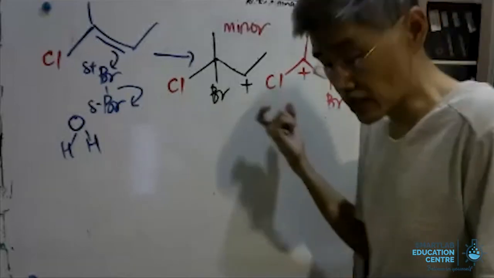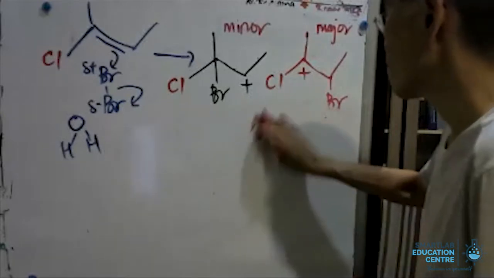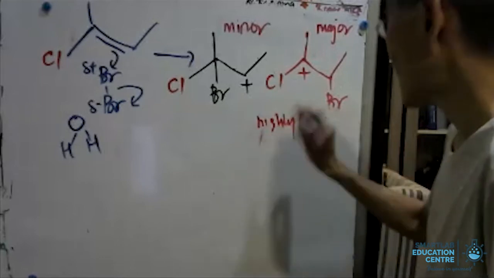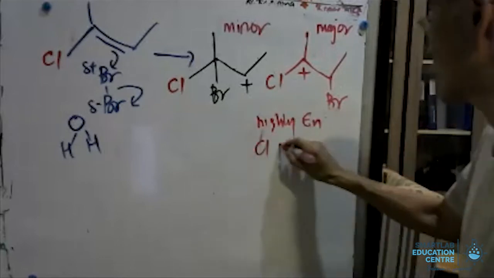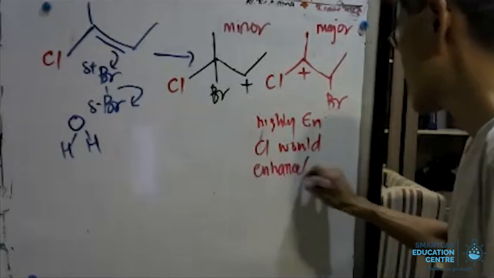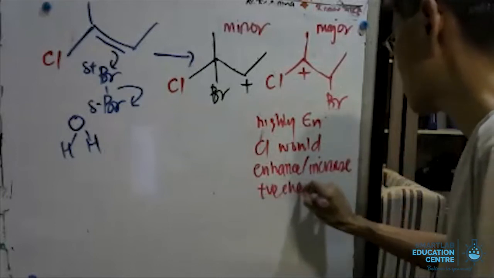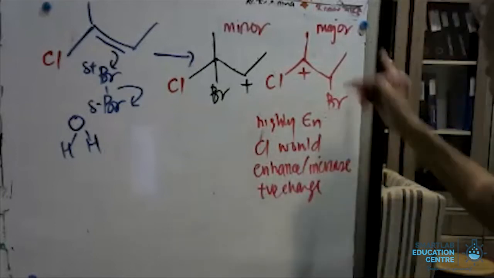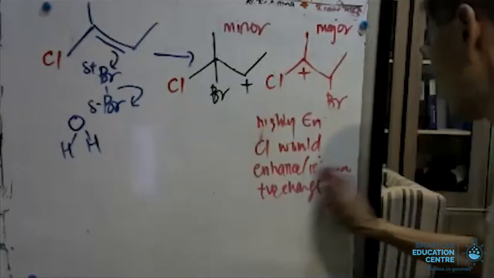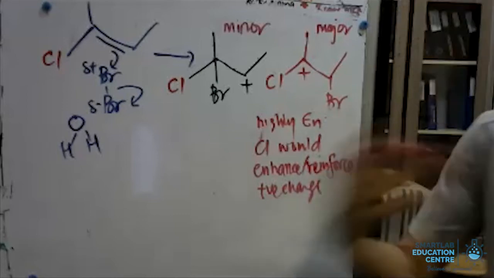So in the presence of this Cl itself, the Cl will do what? The highly electronegative Cl, all right, would what? Would enhance or increase the positive charge of the cation. In this case, if you enhance or reinforce, sometimes we use enhance or reinforce instead of increase. Okay, reinforce the positive charge.